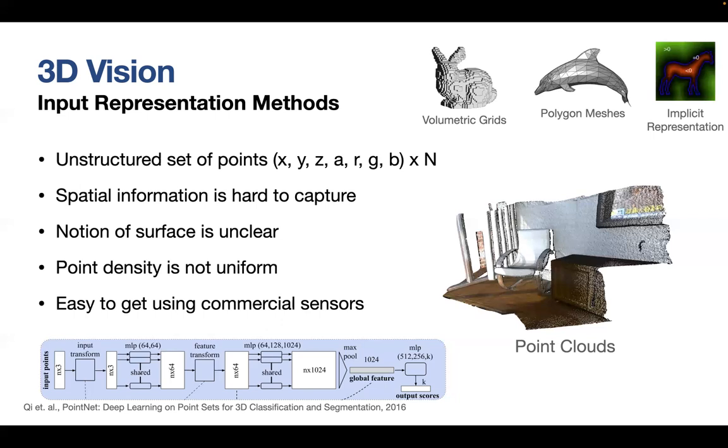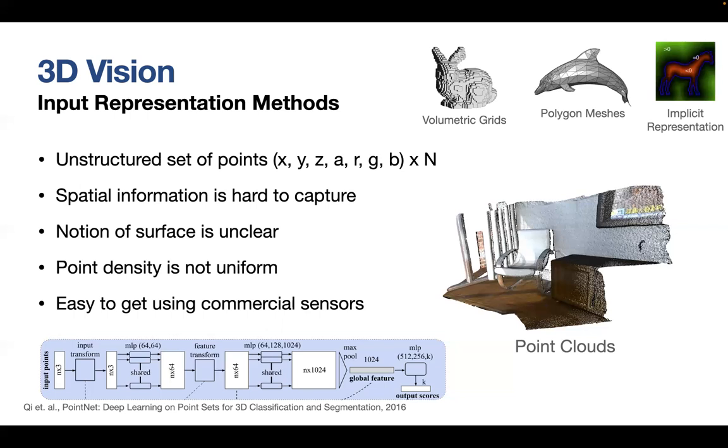But the biggest advantage of point clouds is that they're very easy to get using commercial sensors. Even, as our friend just mentioned, phones can get 3D point clouds. We have Kinect sensors, we have LiDAR cameras, so they're very accessible. It's actually the most accessible input method when we want to perform on 3D.